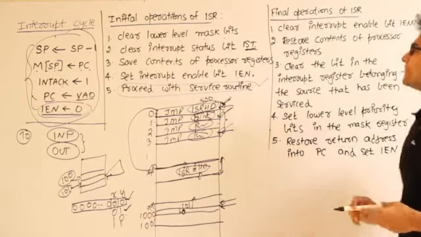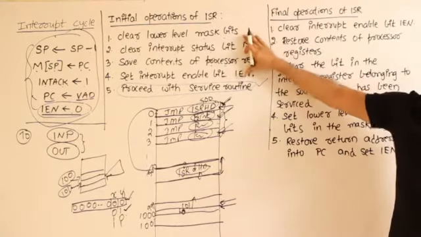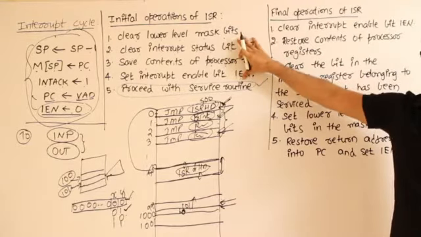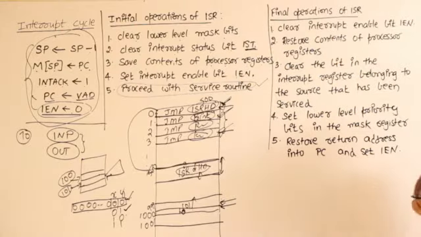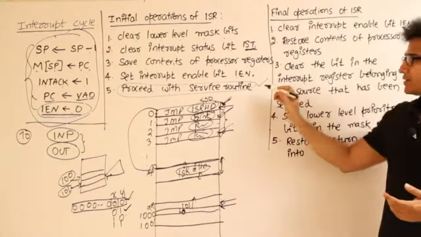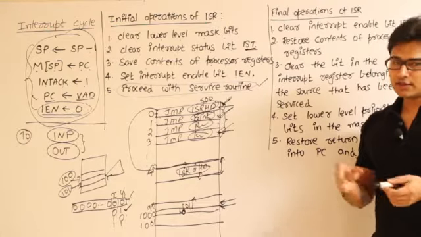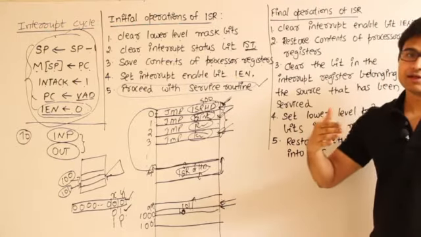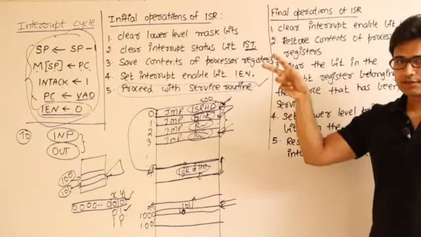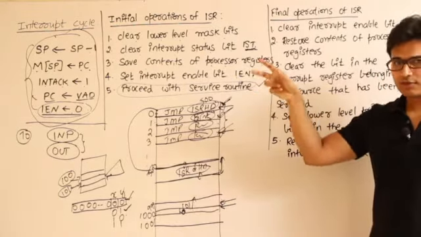Got it? Now this is all anyway overhead, but it is required. Now let's look at the final operations. Final operations means, let us say you have performed whatever service is required by the device. Let us say the service required by a device is shifting some words from the keyboard registers into the memory registers. Yes, you are done with that, and now you are going into the final operations.